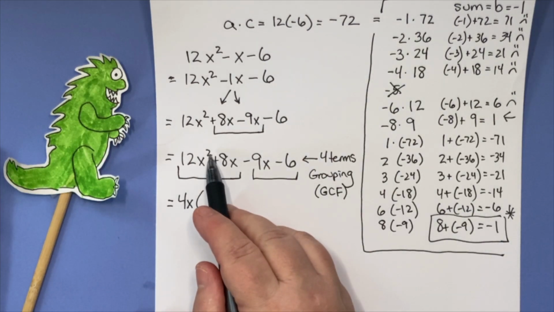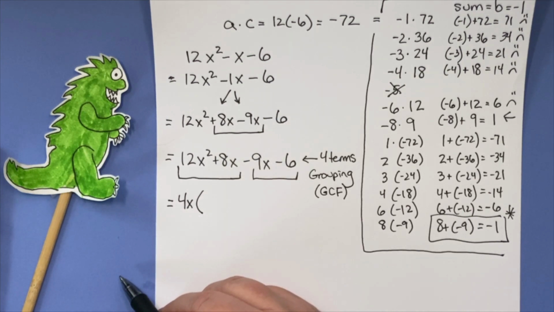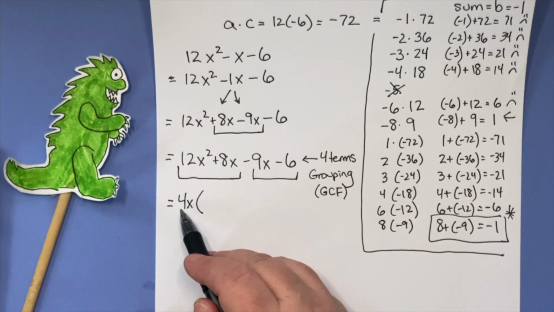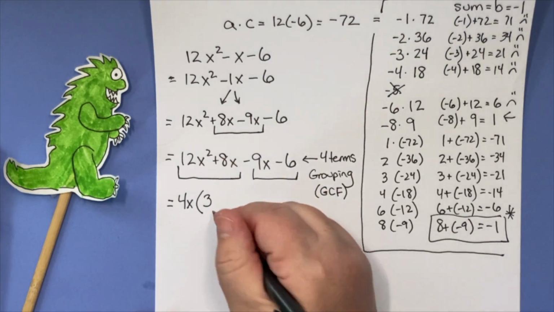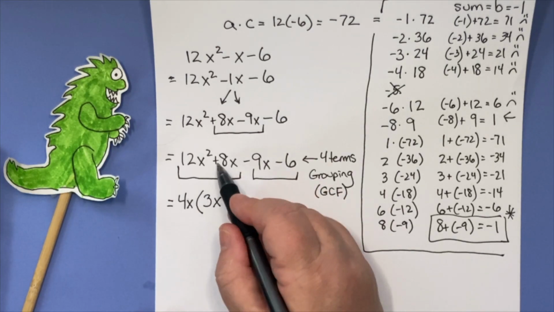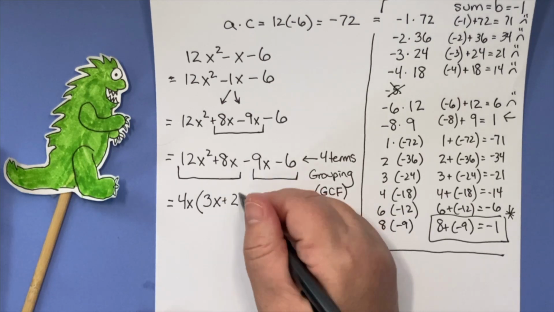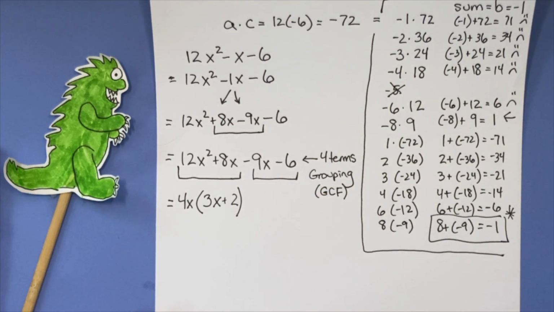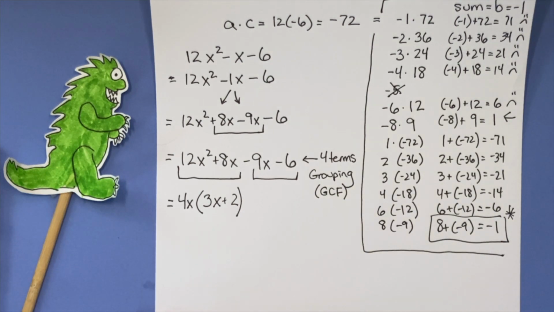12x squared was what I started with. If I pull the 4 and one of the x's out, the 12 divided by 4 is 3. X squared, pull out 1x, I've got 1x left. And then the 8x, if I divide 8 by 4, I get 2. And I pull out the x, so that's it. I got the whole thing. So I squeezed out a 4x, and I've got 3x plus 2 left.